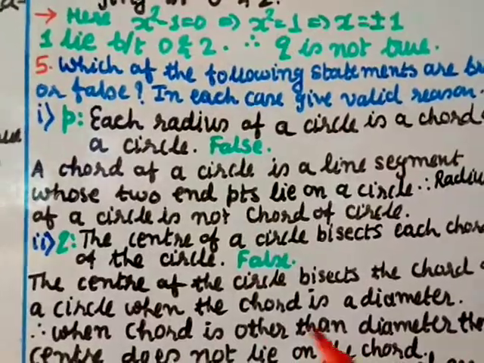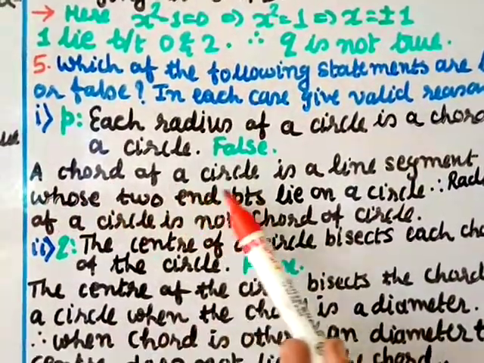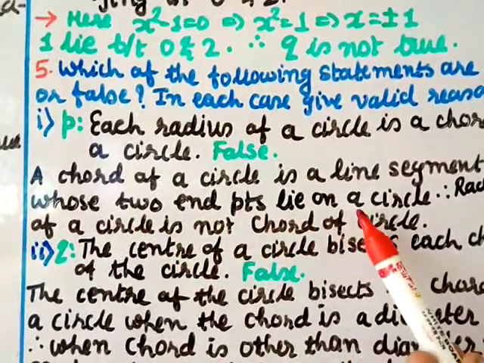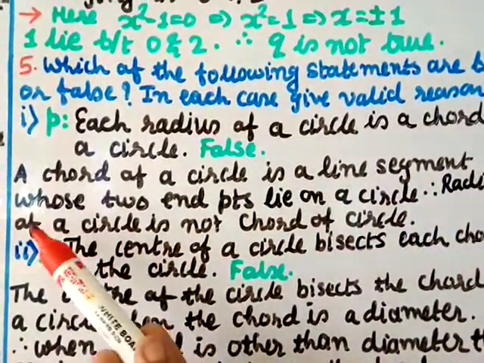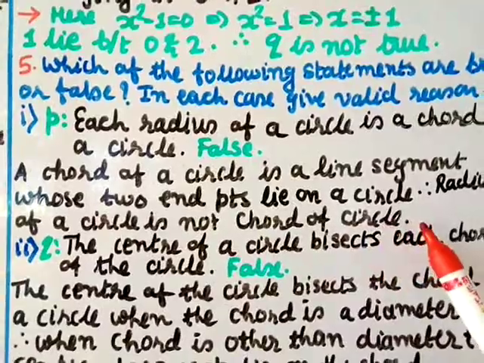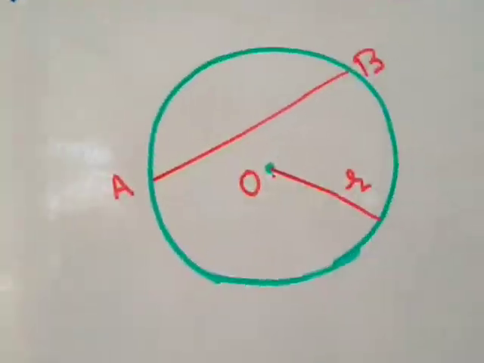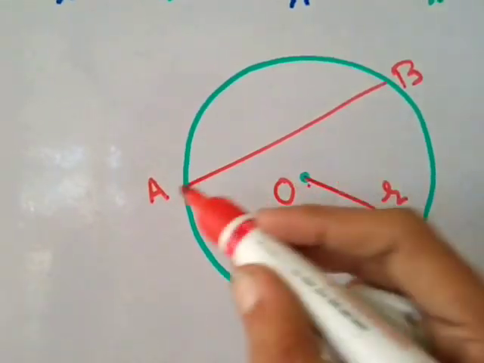We have to give the reason, so I give the reason as: a chord of a circle is a line segment whose two endpoints lie on the circle. Therefore, a radius of a circle is not a chord of a circle. Okay, it is very clear, but we have to give the reason. You can draw this figure and you can show that this is a radius and this is the chord.